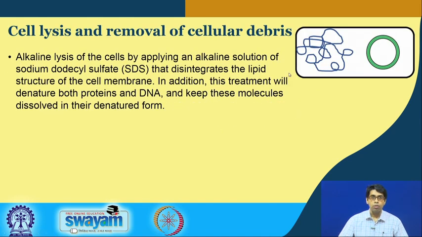Once we have resuspended our cells in the resuspension buffer, we add the lysis buffer. The lysis buffer has high salt concentration, and it is also highly alkaline in nature. Alkaline means the pH is very high. When we do that, it results in the disruption of the cell membrane, and this lysis buffer also contains sodium dodecyl sulfate or SDS.